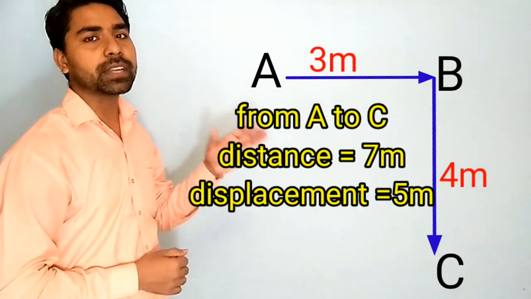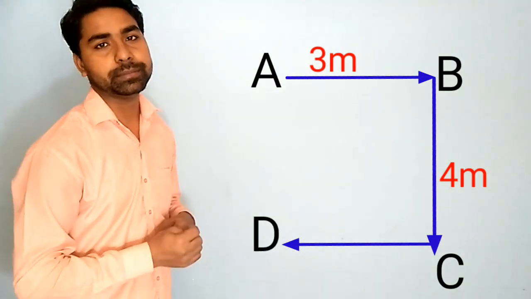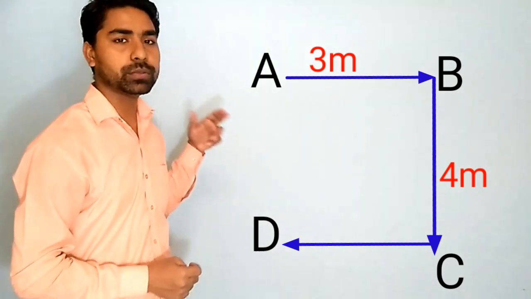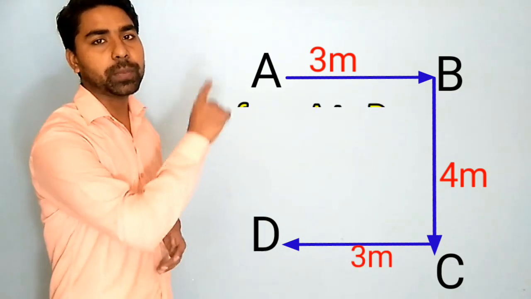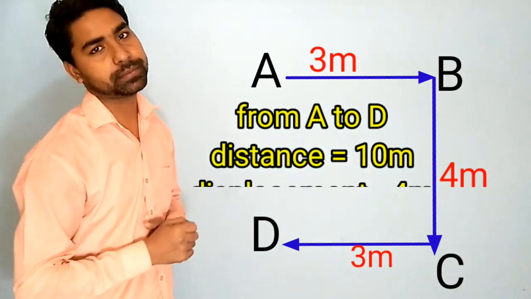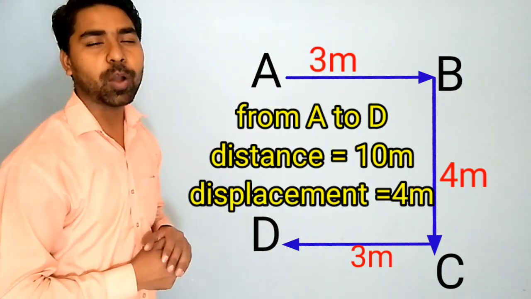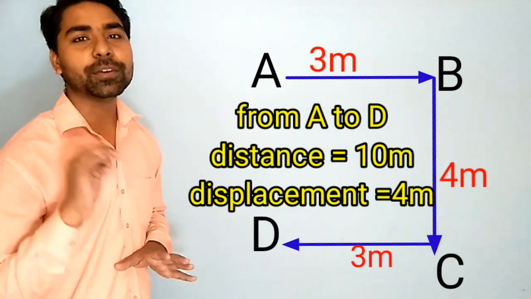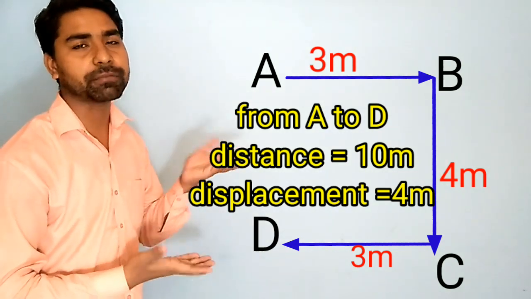Now suppose the person again turns to the right and goes to point D, from A to D. What is the distance covered? 3 plus 4 plus 3, how much? 10. Distance covered is 10. Displacement, again the shortest distance from A to D, how much? 4. The 4 meter is the displacement, the shortest distance between initial and final.